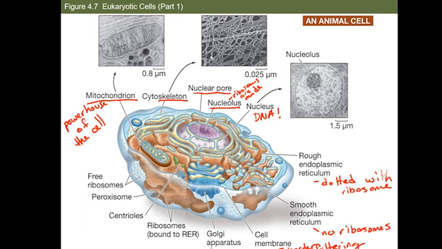Then your Golgi apparatus is kind of like your cell's post office. It chooses what stays in the cell, what gets shipped out. So it's your post office. And then you have your ribosomes, which are where proteins are made. I don't even know why I added that either.